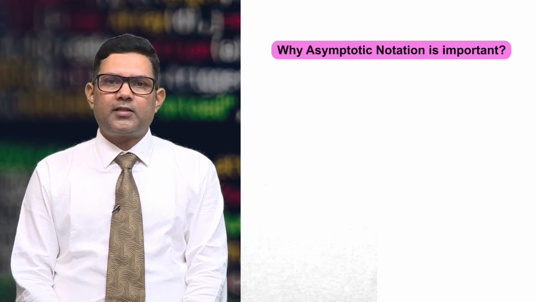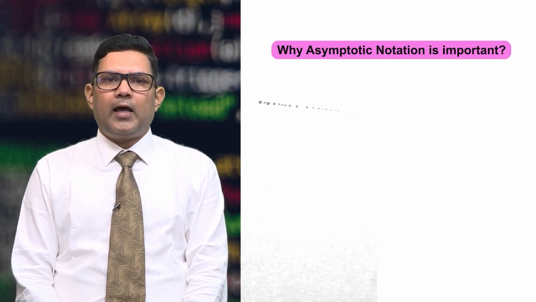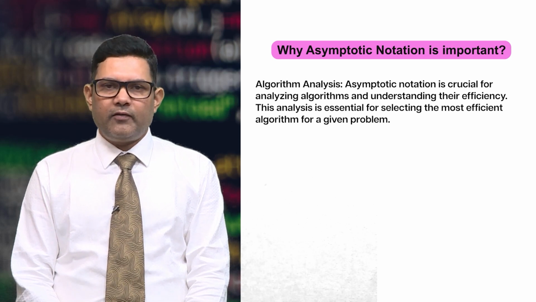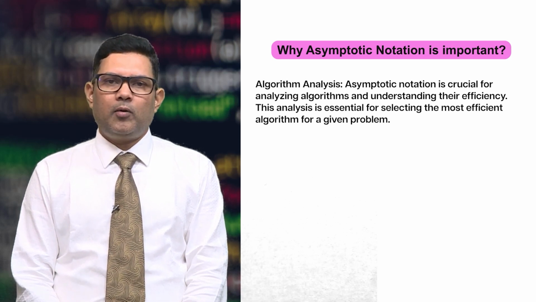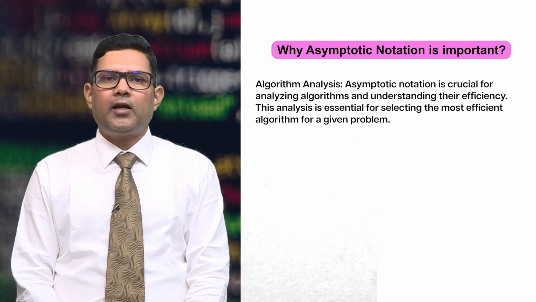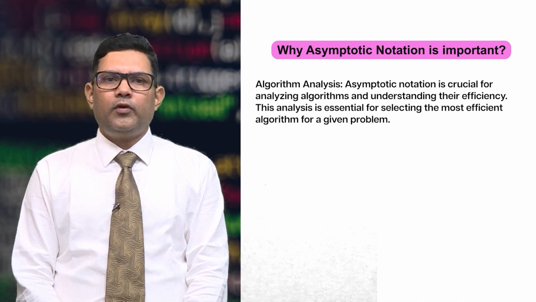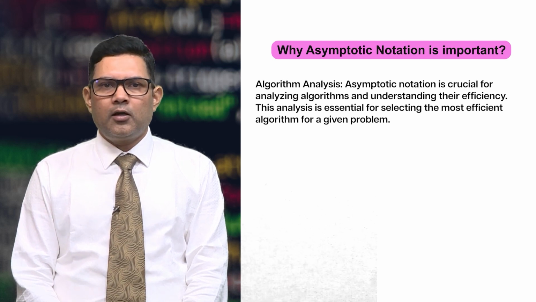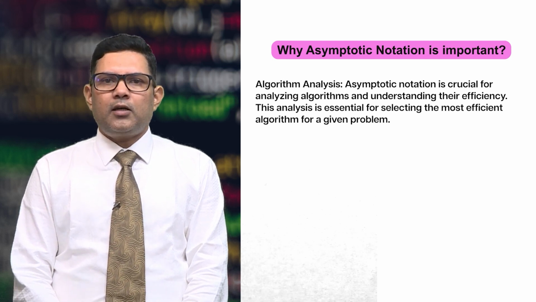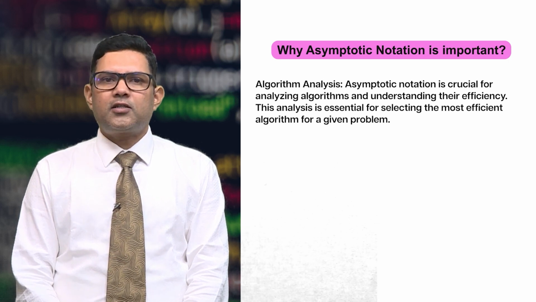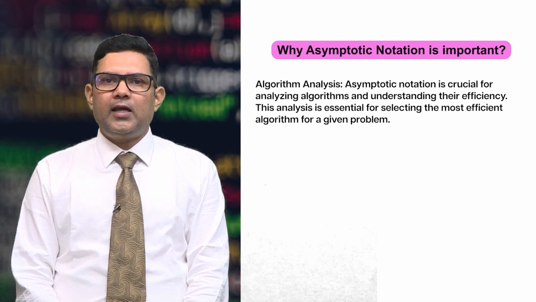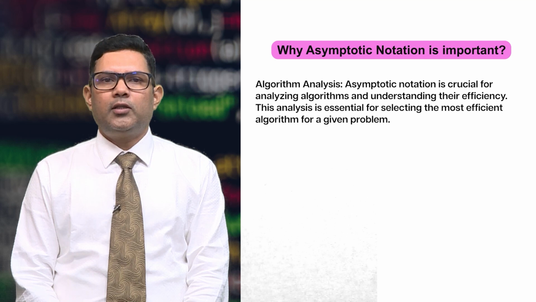Why is asymptotic notation important? First one is algorithm analysis. For example, if a particular problem is given and to solve that problem there is more than one algorithm available, then we have to analyze the algorithms so that we can find out the best one. So asymptotic notation is a very important method for analyzing algorithms and understanding their efficiency. This analysis is essential for selecting the most efficient algorithm for a given problem.